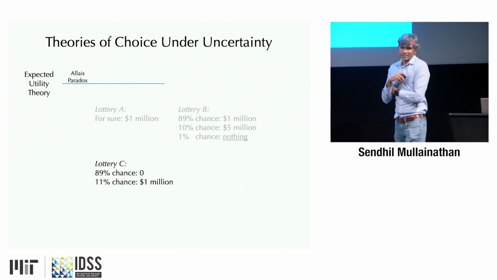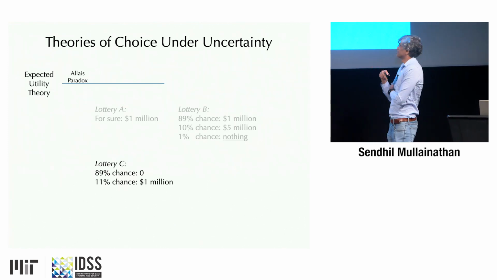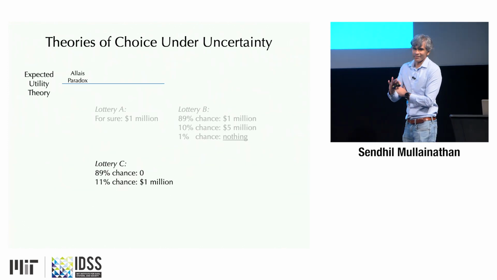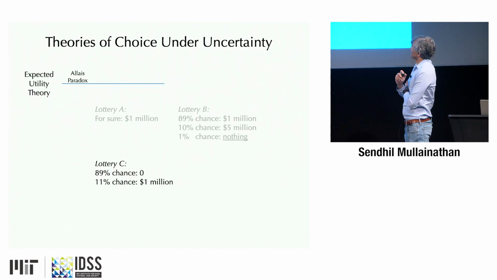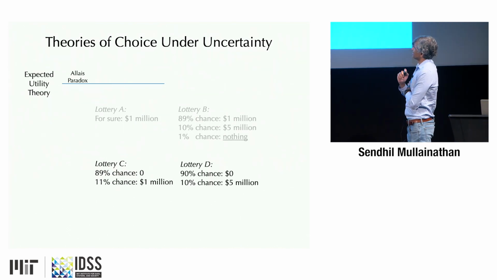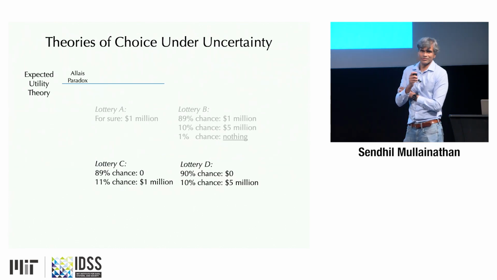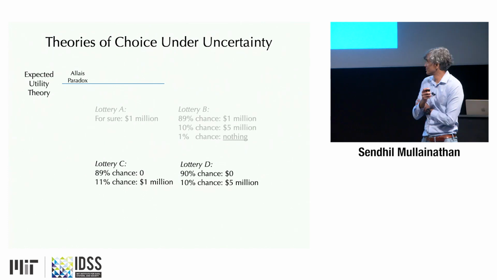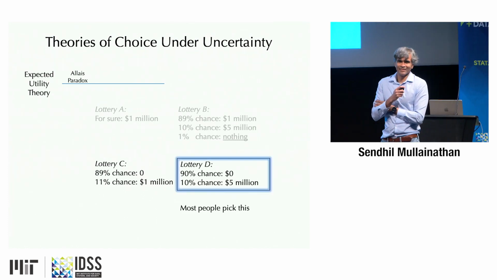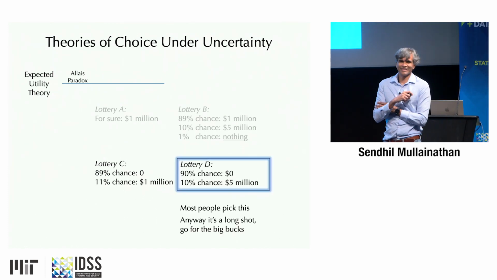Then he said, great, that all makes sense. Let's show people lottery C. You have an 89% chance of nothing and an 11% chance of 1 million. Or lottery D, a 90% chance of nothing or a 10% chance of 5 million. Now think about what you choose. I think almost all of you would clearly choose lottery D. It's like, what's 1%? It's long odds anyway. Might as well go for the $5 million.